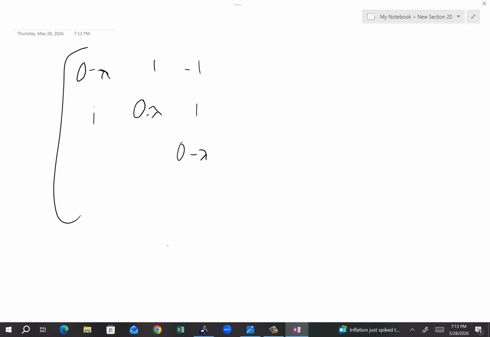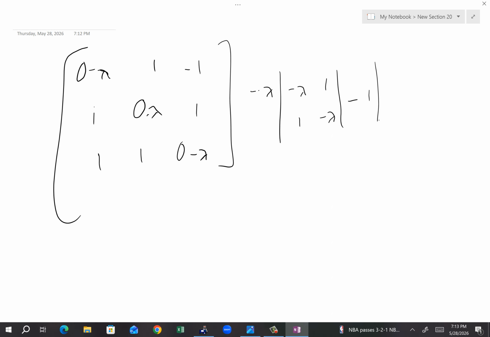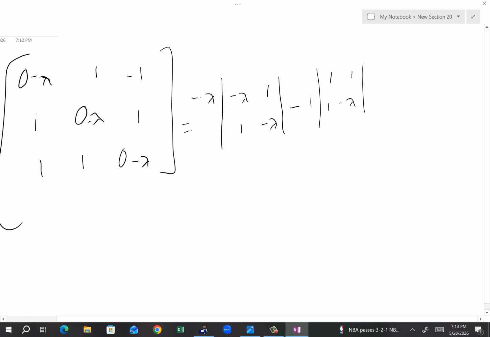And then 1, 1. Okay, so if you do the determinant, it's going to be negative lambda times negative lambda, 1, 1, negative lambda, minus 1 times, and then it's 1, 1, 1, negative lambda. And then it's negative 1, and then 1, negative lambda, 1, 1. There we go. So let's do this out.